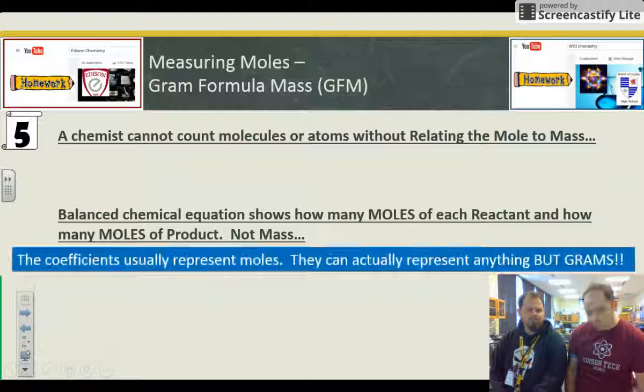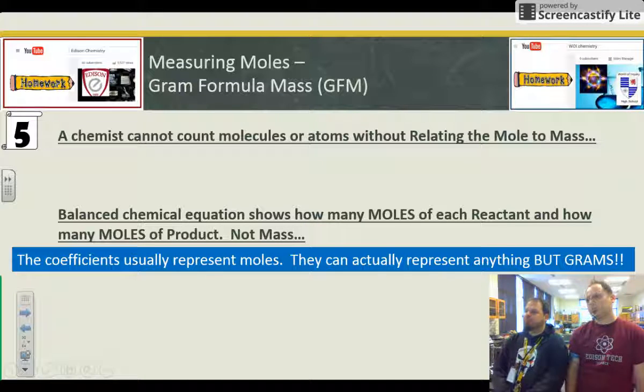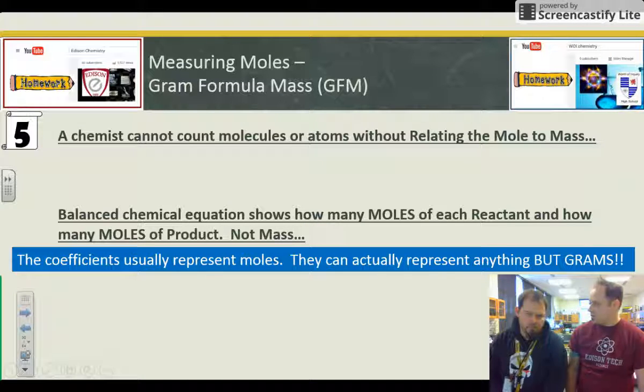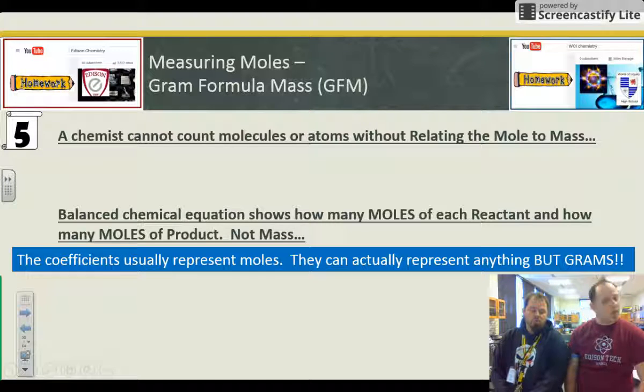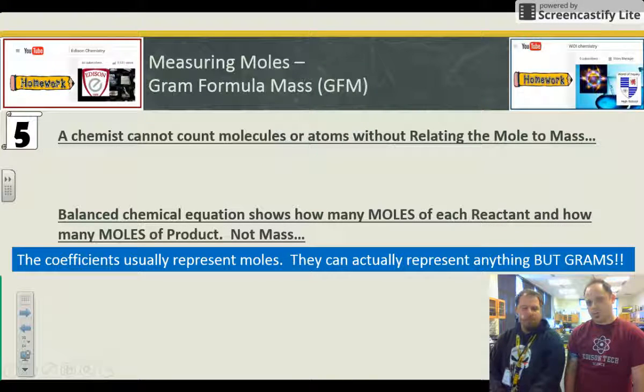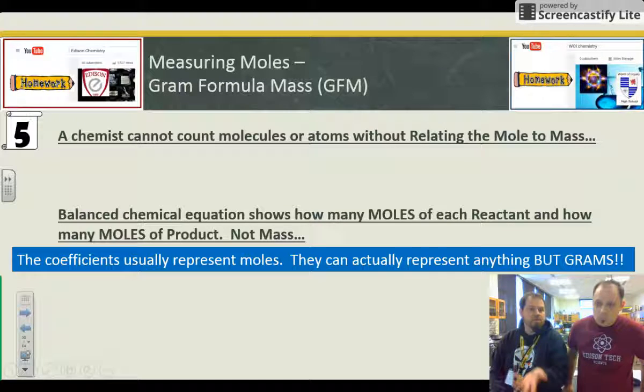So, the coefficients in these balanced chemical equations generally mean moles, not grams. That's the only rule: they can mean anything but grams. They can mean molecules or atoms or particles, but they can't mean grams, because we don't have a way to get from atoms to grams that easily. We've got to use moles to get there.